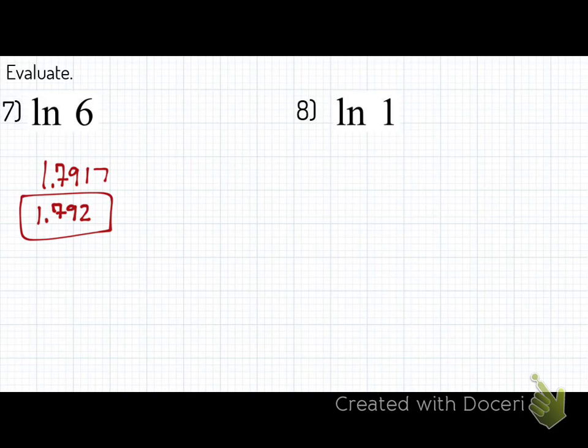Last one, number 8. Without using a calculator, what's the answer? 0, right? And if you put it in your calculator, what's the answer? 0. Good, 0. Excellent. Wonderful. Okay, cool.